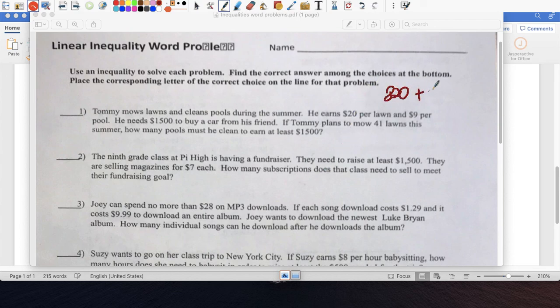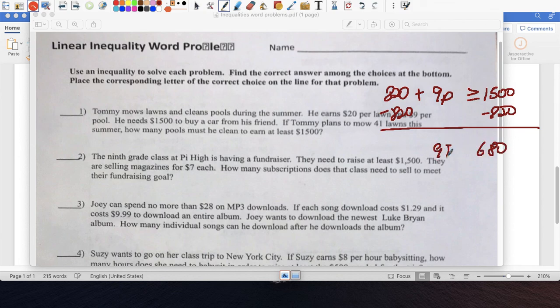Plus, now we've got to figure out how many pools he needs to clean to get a total of $1,500. So to buy a car, he needs $1,500 or more to buy a car for his friend. Wow, nice guy. And we'll put 59p over here. So minus 820, because he already has 820, from 1500. So 1500 minus 820 equals 680. So 59p greater than or equal to 680.